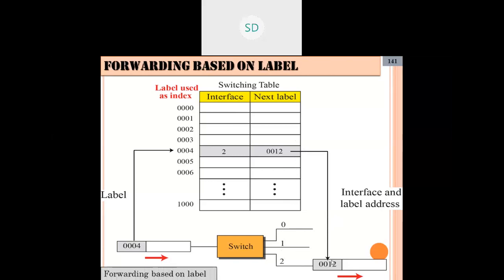In the previous method, forwarding is nothing but a searching technique, where based on the mask, continuously one by one, we search. Whereas here we don't search based on the label; we go directly to that label index, and in that we have the interface number as well as the next label data, which will be placed into the frame, and then the packet will be transferred. Okay, this is about forwarding based on the label.